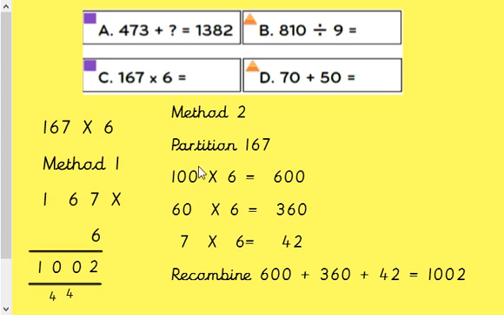What we could do is partition 167. So we could have 100 times 6 is 600. 60 times 6 would be 360. And 7 times 6 would be 42. And if we recombine those numbers, we would end up with 1002, which agrees with our answer from over here.